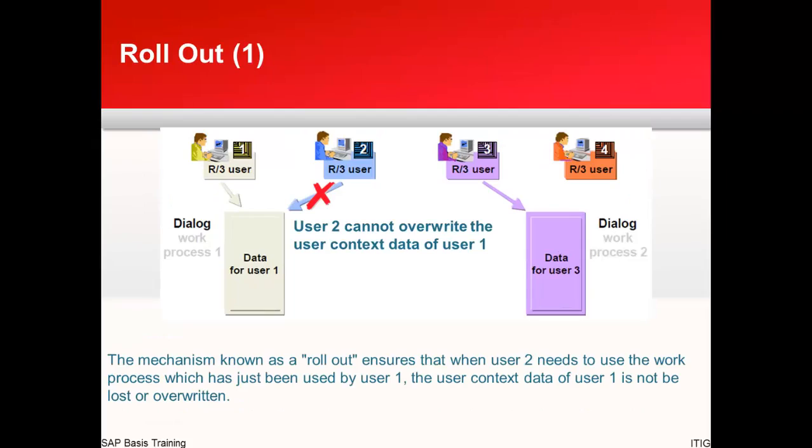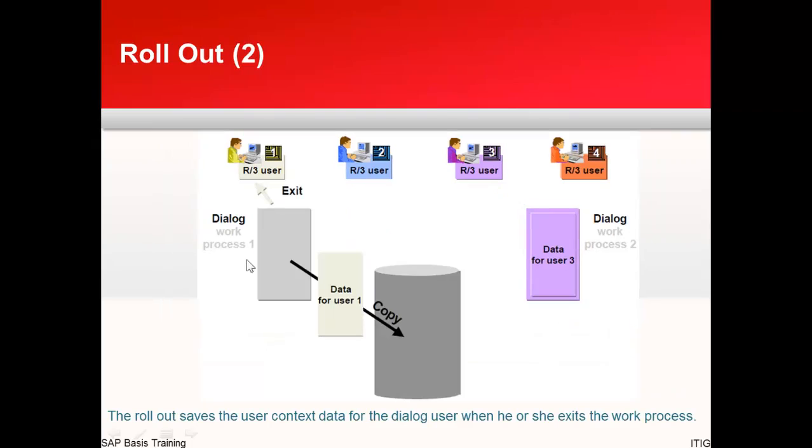Okay, then rollout. Rollout is basically once the user session is closed, it needs to be rolled out. So that is called a rollout. The mechanism known as rollout ensures that when user 2 needs to use the work process which has just been used by user 1, the user context data of user 1 is not lost or overwritten. The rollout saves the user context data for the dialog user when he or she exits the work process.